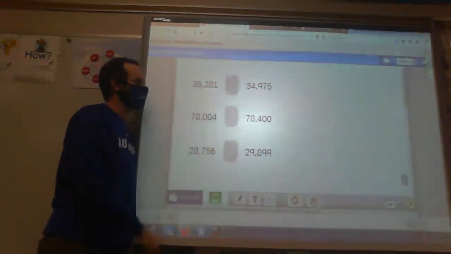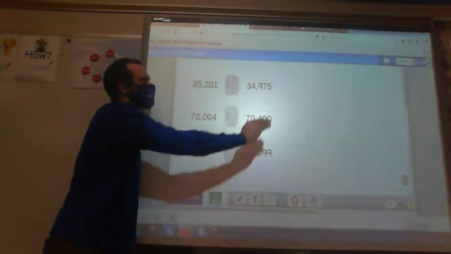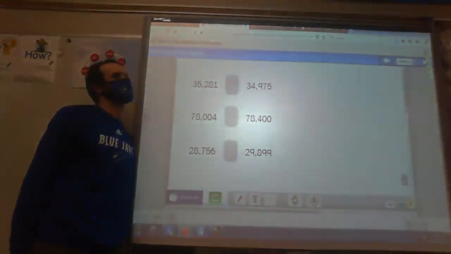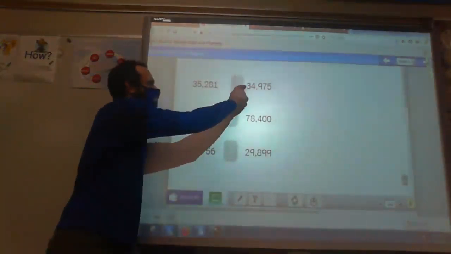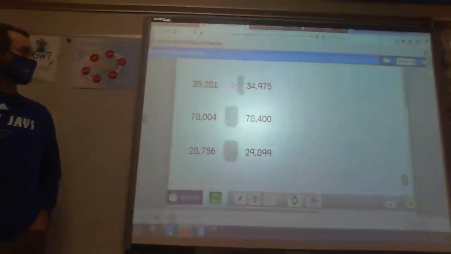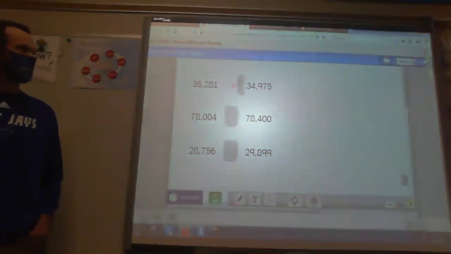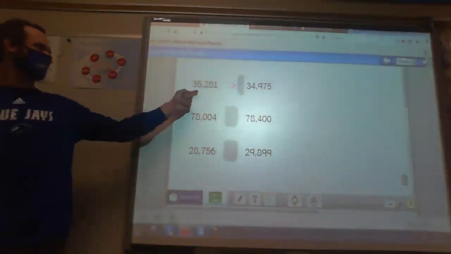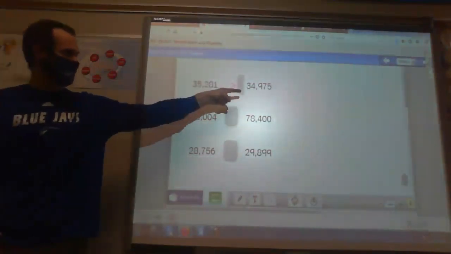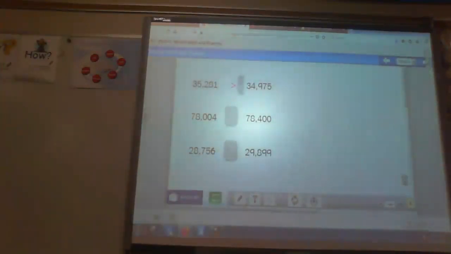Is greater than 34,975 because in the thousands place the 5 is greater than 4. Okay. And what I think I would look at here is I would just say, if you look at the first 2 digits of the number, 35,000 is more than 34,000. Yeah. That's maybe an easier way to say it.